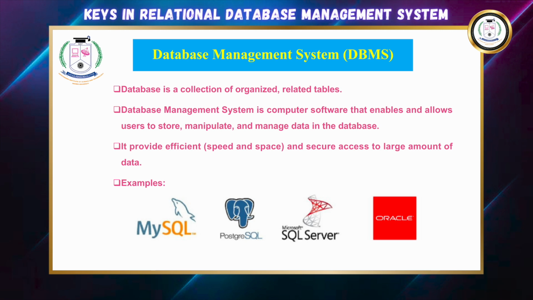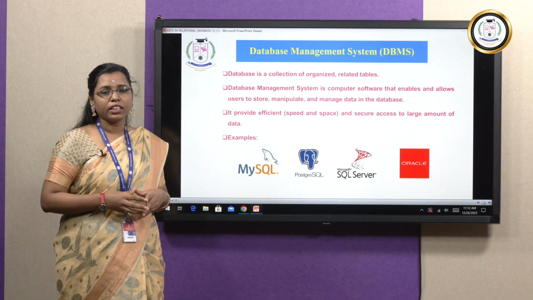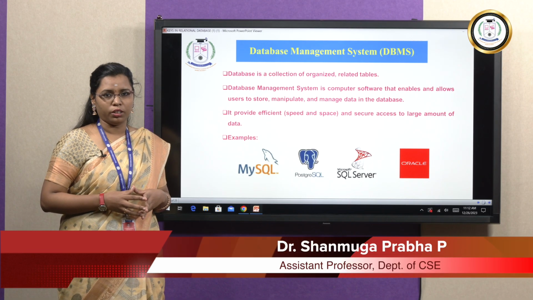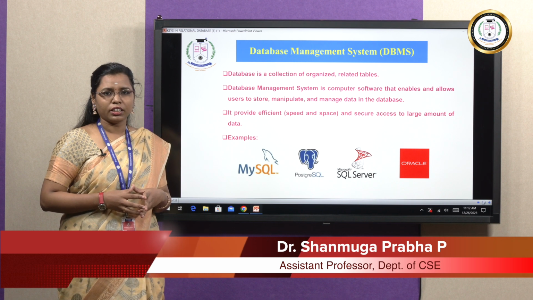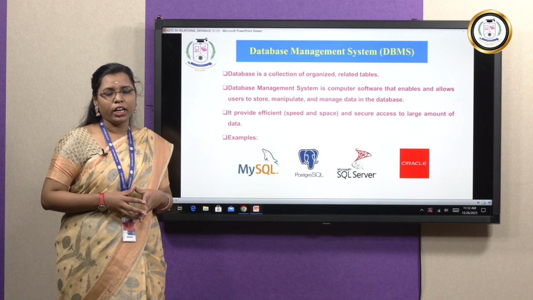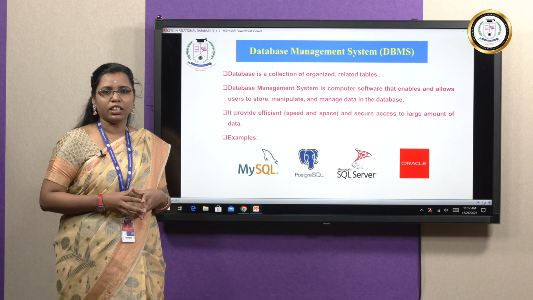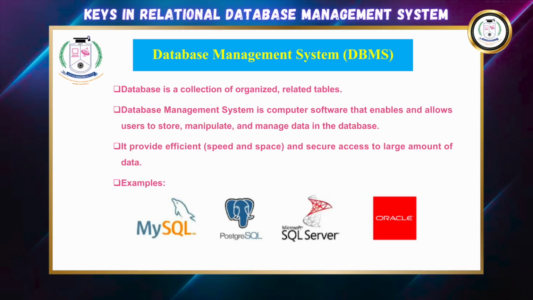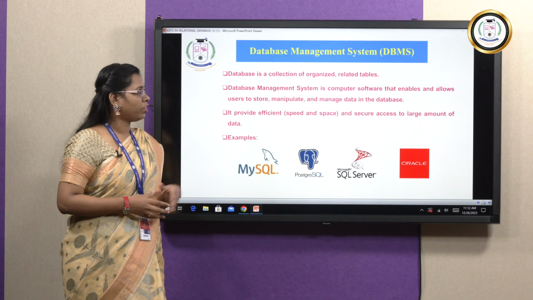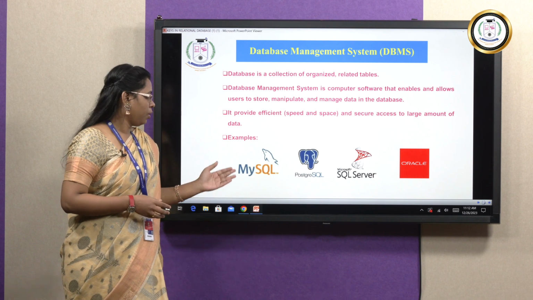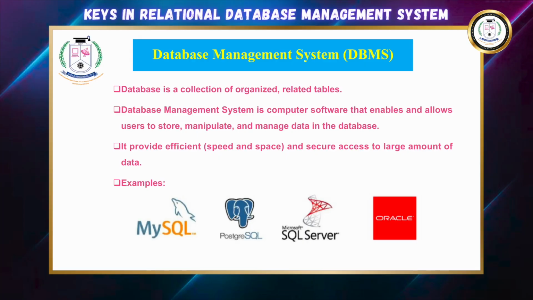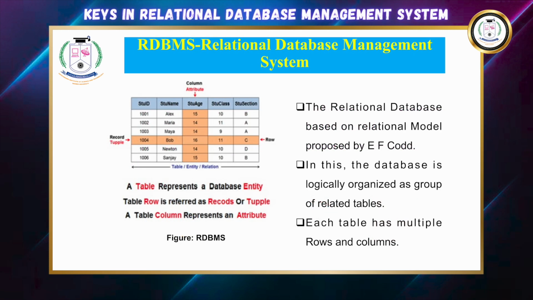Database management system. A database is nothing but a collection of data organized in the form of tables, such as rows and columns. A database management system is a software. What will the software do? It enables us to store, manage and manipulate the data in the database system. It provides efficient speed, space and secure access to a huge amount of data. Some examples of database management systems are MySQL, PostgreSQL, Microsoft SQL Server and Oracle.